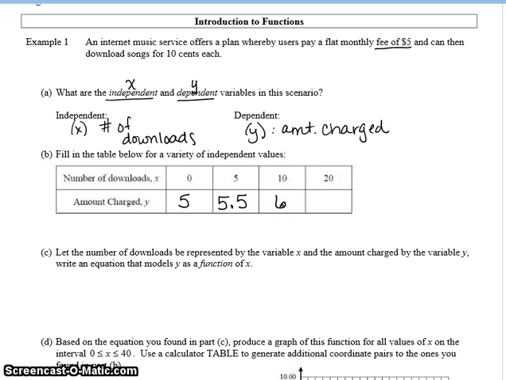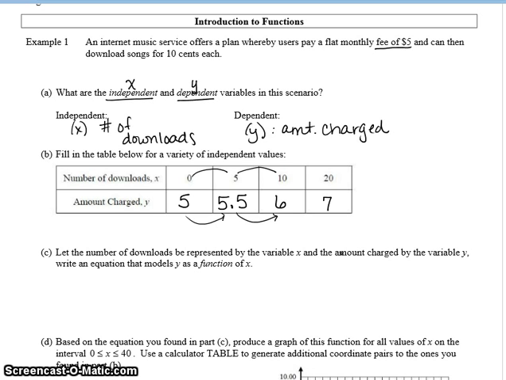Now, you can see that as we're increasing by 5s each time, this is going up by 50 cents. Okay, so 15 was skipped over, so you skip 6.5, and then 20 is going to be 7. Or if you wanted to do a check there, it would be 20 times 10 cents, which is going to be $2, plus the $5 monthly fee is going to be a total of 7.